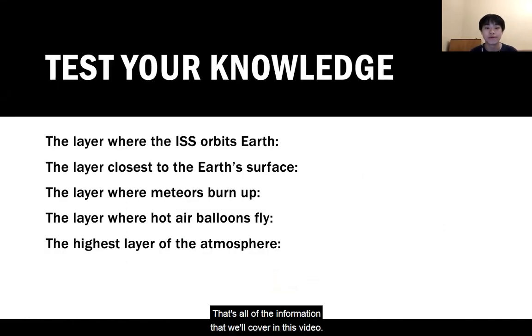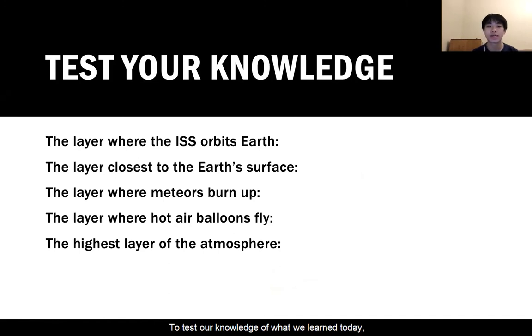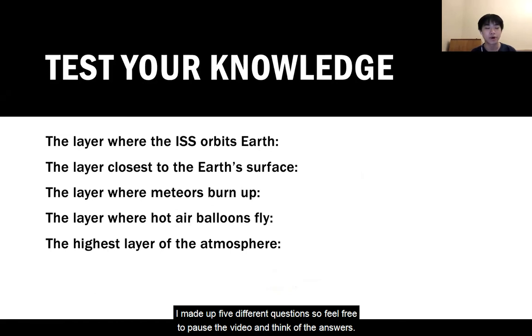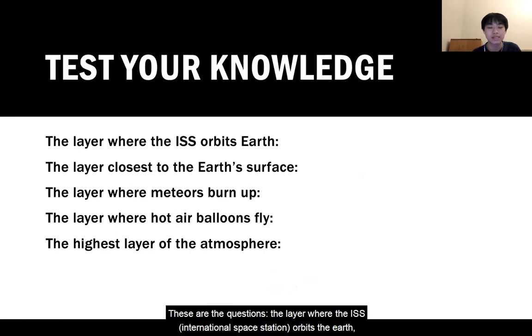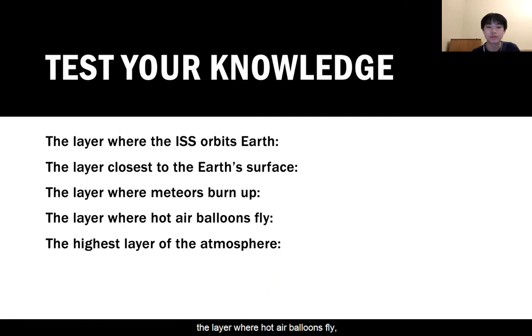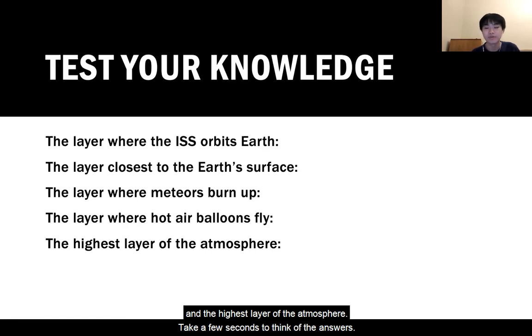So that's all of the information that we'll cover in this video. So to test our knowledge of what we learned today, I made up 5 different questions. So feel free to pause the video and think of the answers. The questions are: the layer where the ISS, the International Space Station, orbits Earth, the layer closest to the Earth's surface, the layer where meteors burn up, the layer where hot air balloons fly, and the highest layer of the atmosphere. So take a few seconds to think of the answers, and now I'll reveal the answers.